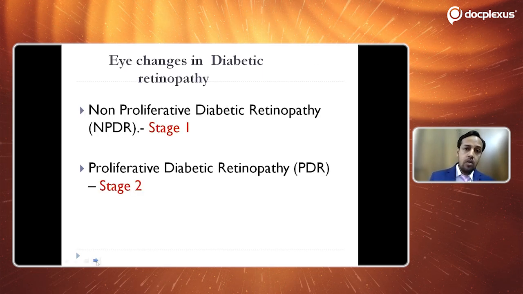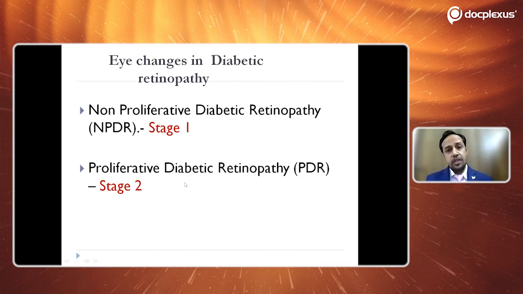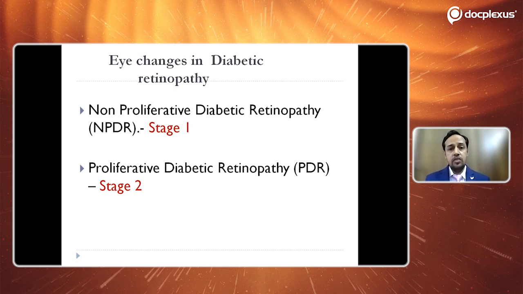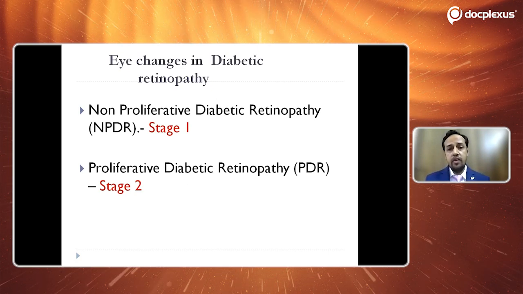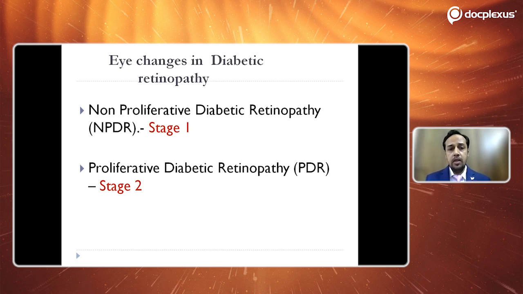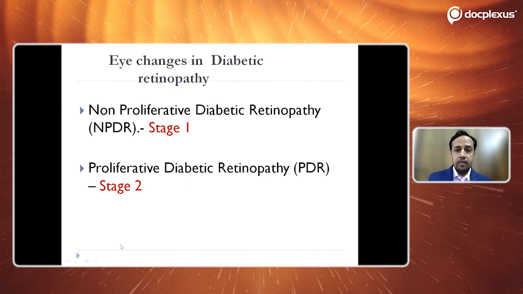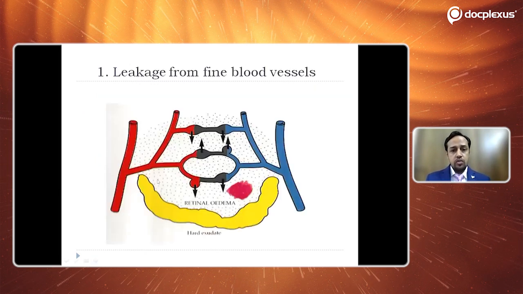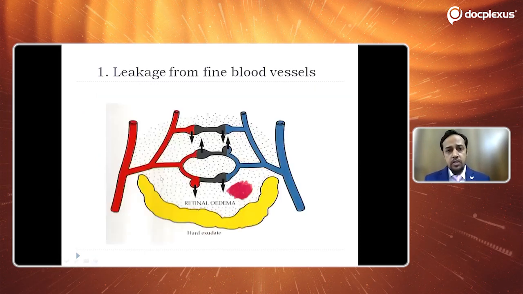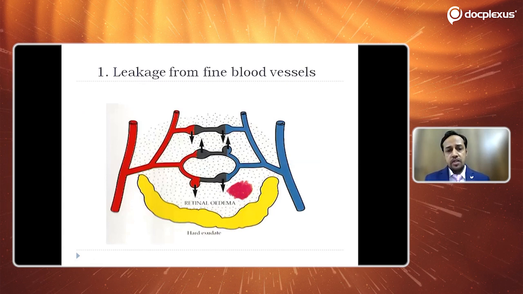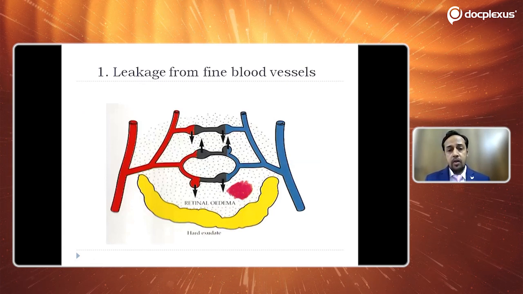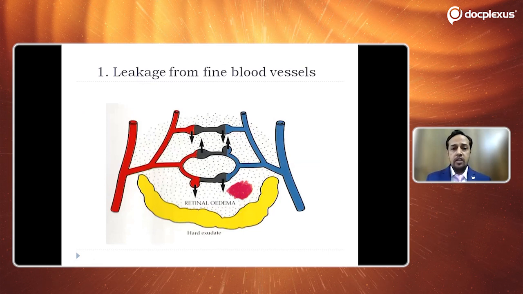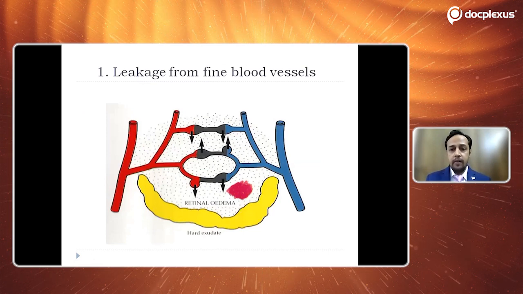Usually there are two types of changes in diabetic retinopathy. Stage 1 is called non-proliferative diabetic retinopathy or NPDR, and stage 2 is proliferative diabetic retinopathy or PDR. Let us understand the pathology behind it. The first stage is called non-proliferative diabetic retinopathy, and it is basically a capillary microangiopathy.